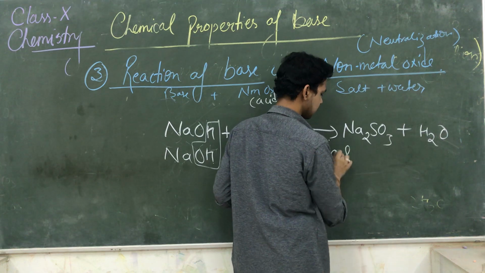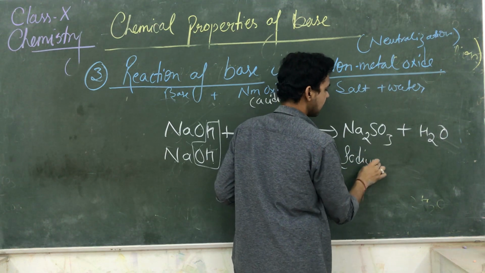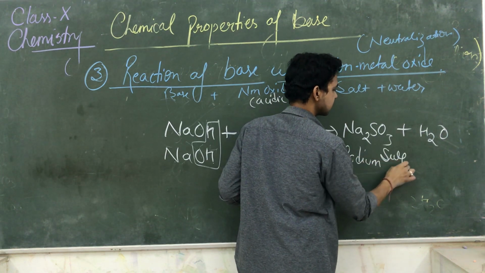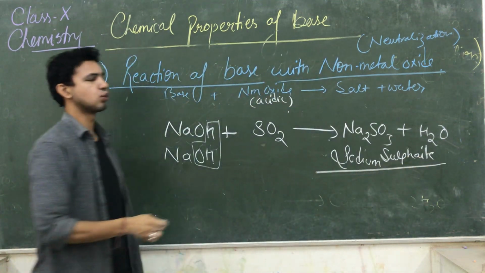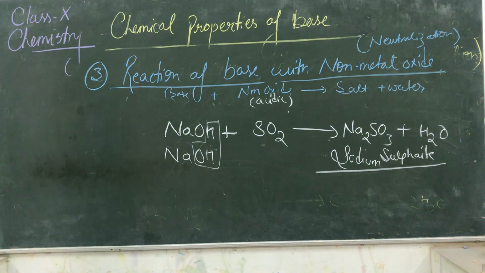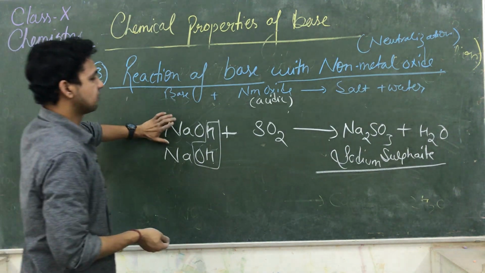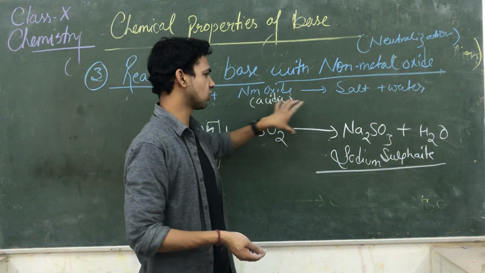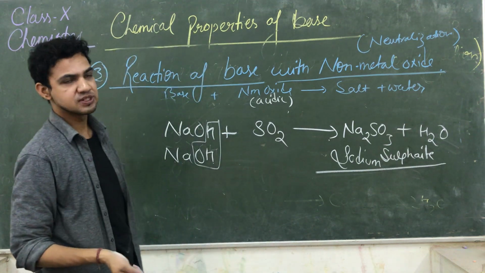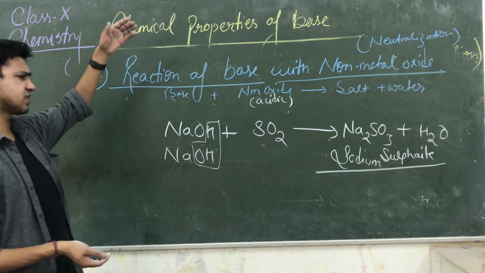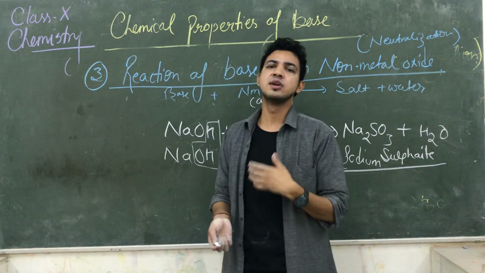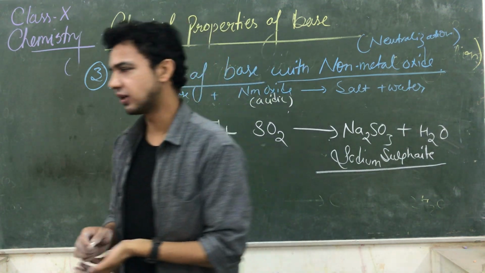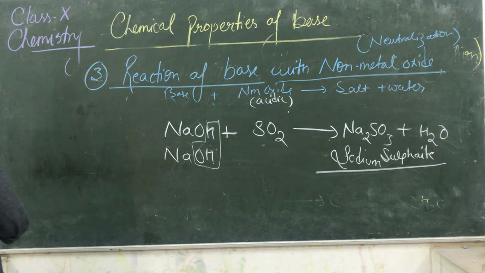Its name is sodium SO3 is sulfite. It's a sodium sulfite. ये आपका क्या है? Sodium sulfite है. Then base reacts with non-metal oxide, they give you sodium sulfite salt. So instead of this SO2, we are able to take another non-metal oxide, also nitrogen oxide NO2. Okay, I'm giving you the example of NO2 also.